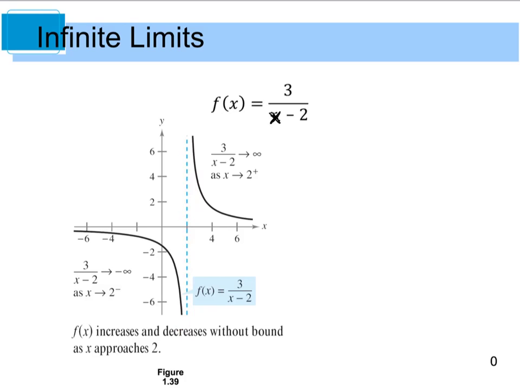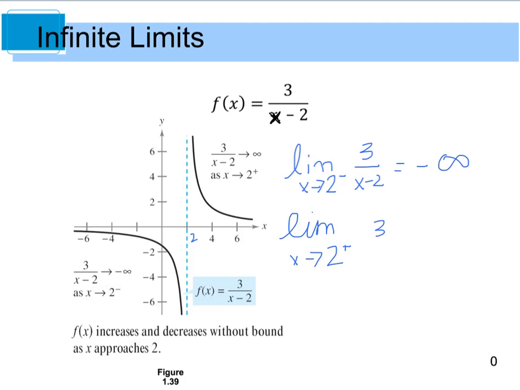So if we write this out, let's look at from the left. So I have the limit as x approaches, and it looks like my vertical asymptote is here at 2. So the limit as x approaches 2 from the left of 3 divided by x minus 2 is going to be, as I get closer and closer to 2, it looks like I'm approaching a negative infinity. So I'm going to write a negative infinity. And when I look at the limit as x approaches 2 from the right of 3 divided by x minus 2, I notice that as I get closer and closer here, I'm increasing without bound, or approaching a positive infinity.